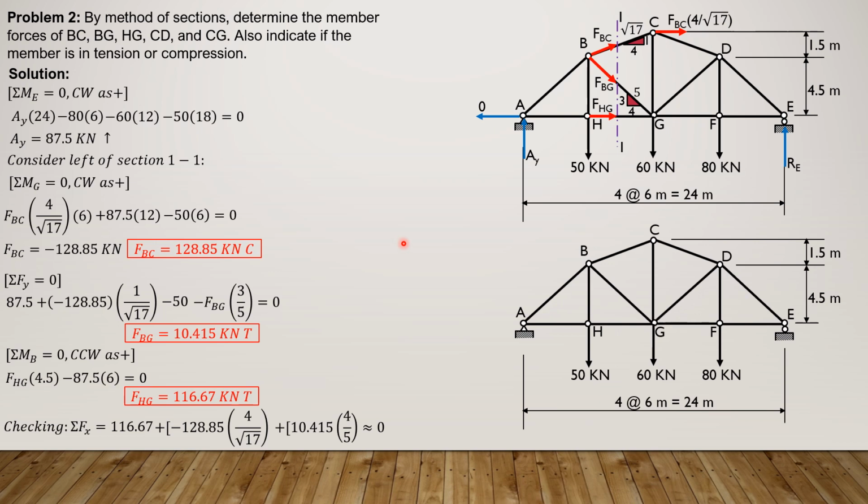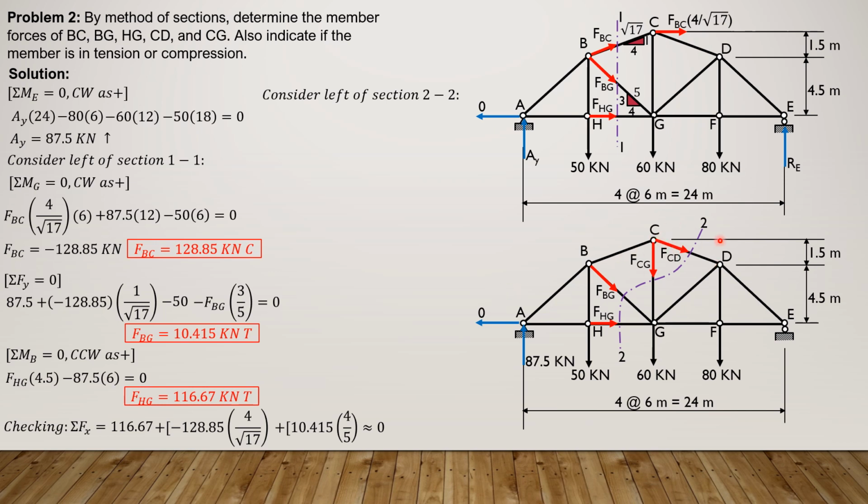Then we section CD, CG, BG, and HG. So call that section 2-2, and let's consider all forces to the left of section 2-2. So these are the cut sections. So to solve for FCD, since these three unknown forces, although two are already known, we sum up moment about G so that we can solve CD.